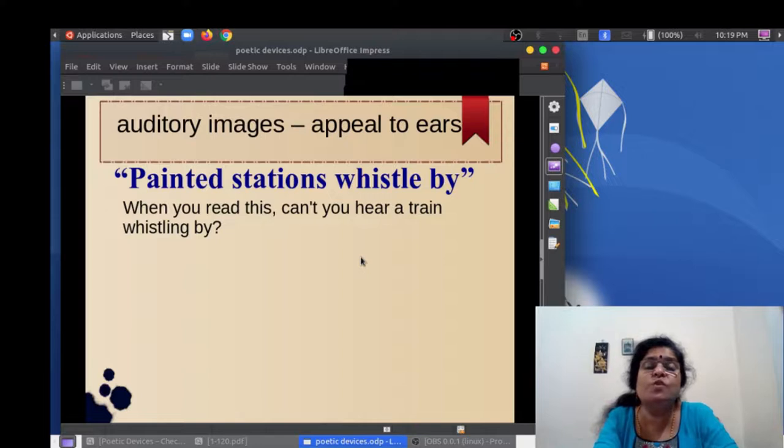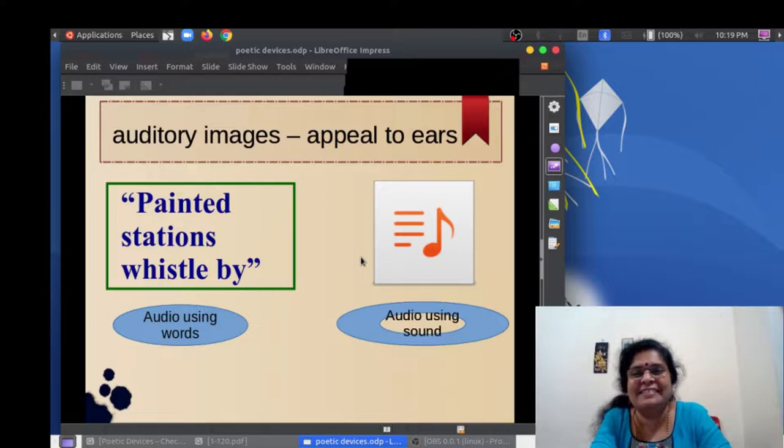Painted stations whistle by. When you read this, can you hear a train whistling by? Can you? Yes. So we can hear in our mind this sound of the train.